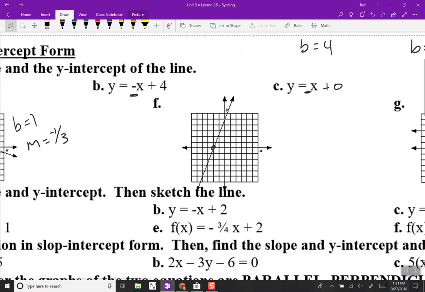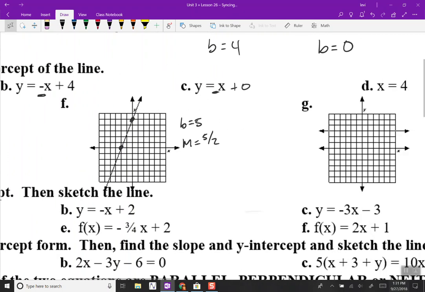F, go from lattice point to lattice point. And so that's also our y-intercept. So our y-intercept is 1, 2, 3, 4, 5. 5. And our slope is up 1, 2, 3, 4, 5. Up 5 over 2.